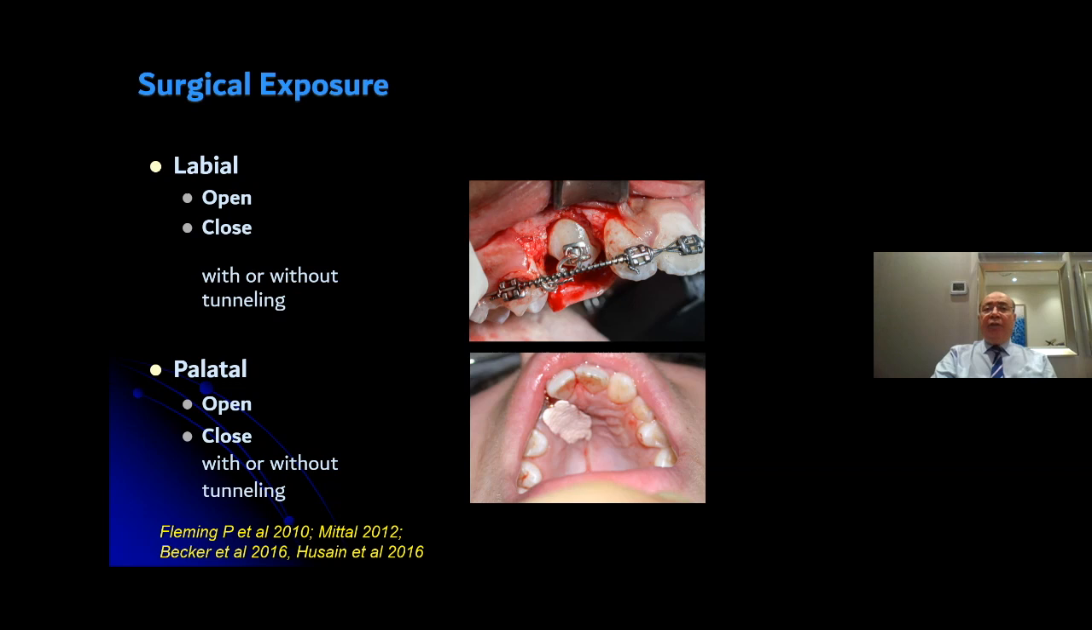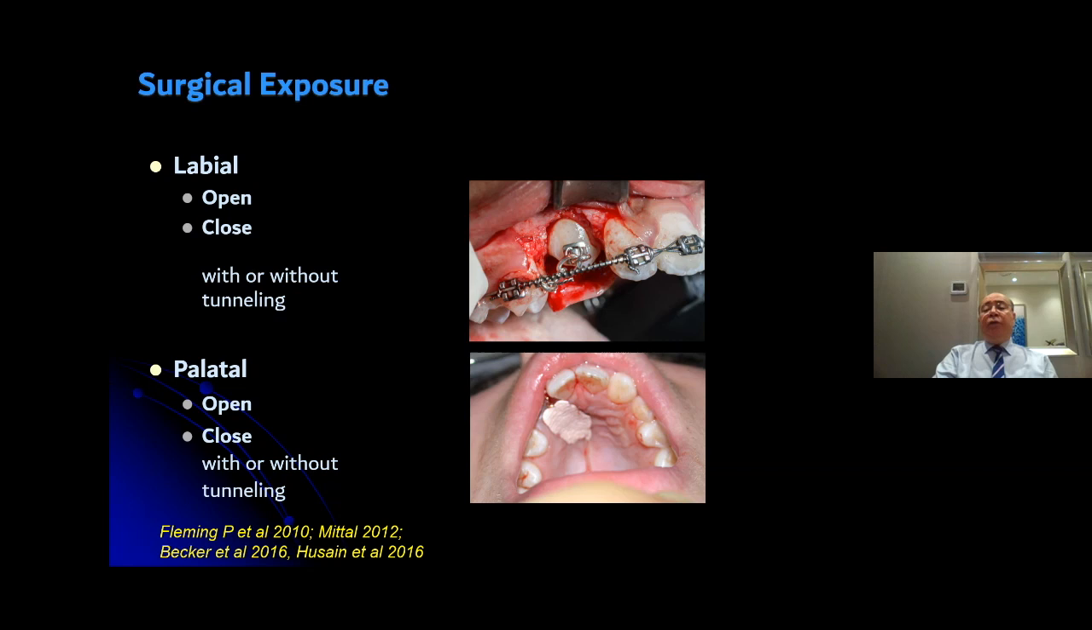If you ask me which one to choose, I would say again, it depends. Most of the labial ones, I will do closed technique. I'll simply raise the flap and remove a little bit of bone, expose the canine, and this is probably the safest and the best one because we maintain the keratinized mucosa. If you do a window labially, it will be at the expense of the keratinized mucosa and it's not really good for the patient.